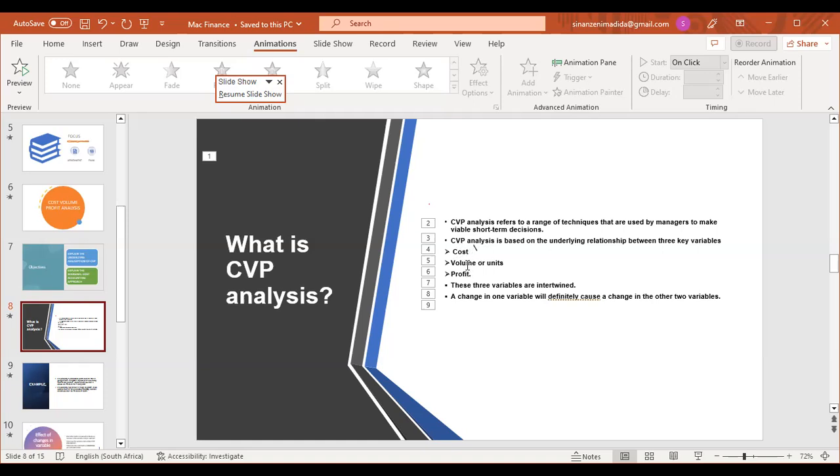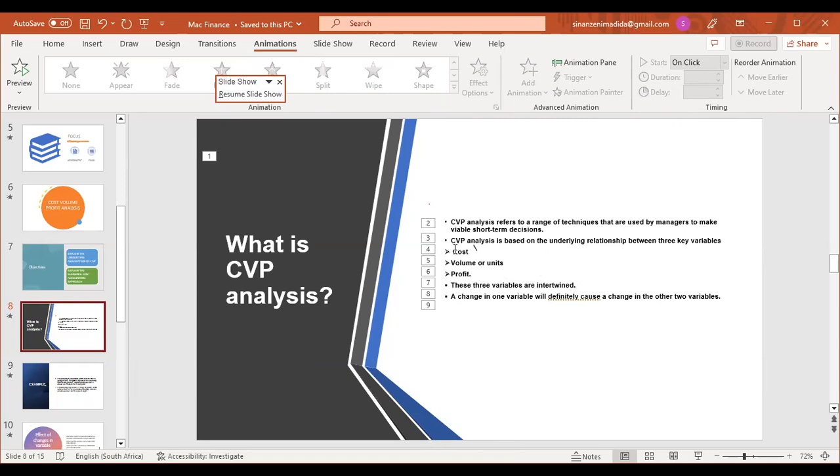So here we are going to be checking, guys, that if we change our cost, what is going to happen to our volume or profit? We are making an analysis. That's what CVP is all about. What happens to our cost and profit if we change our volume? That's what is meant by these three variables being intertwined.